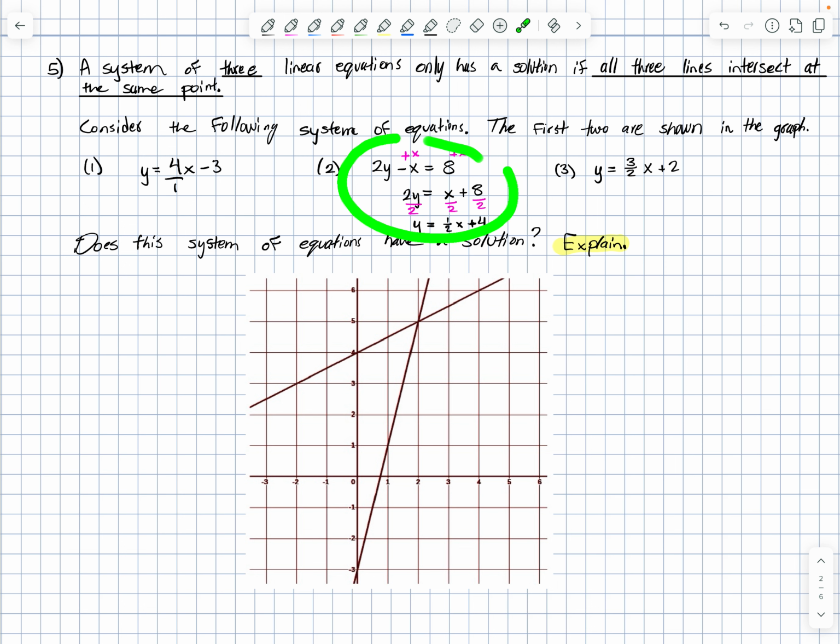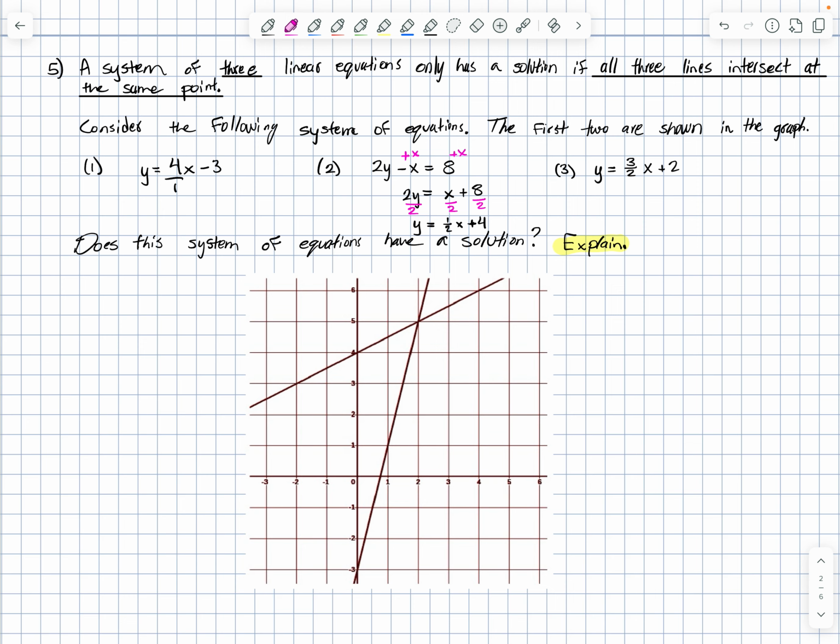Now for this one, once I've written it in this format, I could see, well, I start at plus 4. That's that plus 4, the y-intercept, the b value. And then I'm going 1, 2 to the right, because my rise is 1 and my run is 2. So that works.